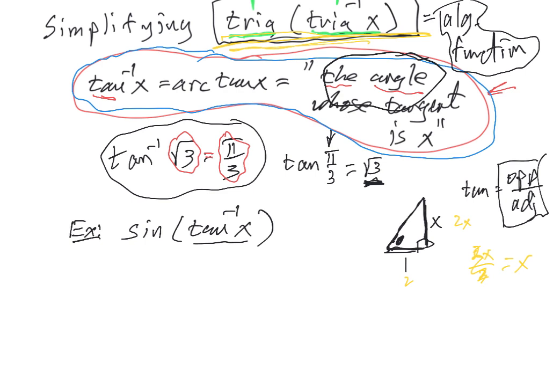By Pythagorean theorem, we can find an expression for the hypotenuse, and I need to do that because we need to talk about the sine, and the sine needs the hypotenuse. The Pythagorean theorem says the length of the hypotenuse of this triangle is the square root of 1 plus x squared.